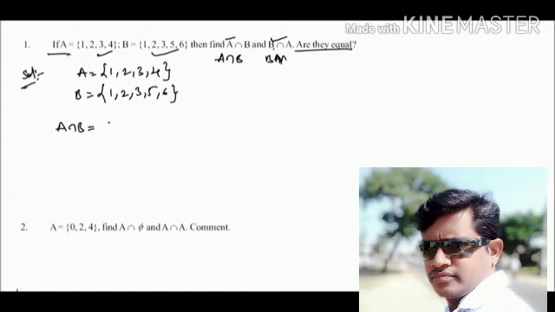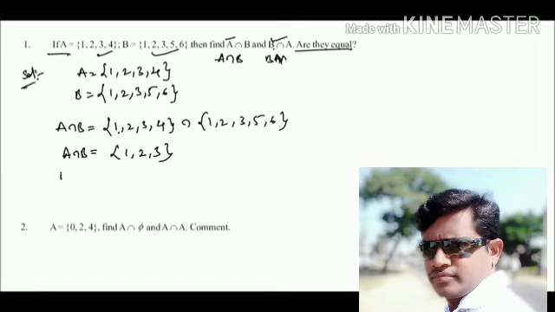So first, A intersection B is equal to: the first set is {1, 2, 3, 4}, and the intersection with {1, 2, 3, 5, 6}. What will happen here? Intersection means the terms that are in both sets. So 1 and 2 and 3. These are A intersection B.